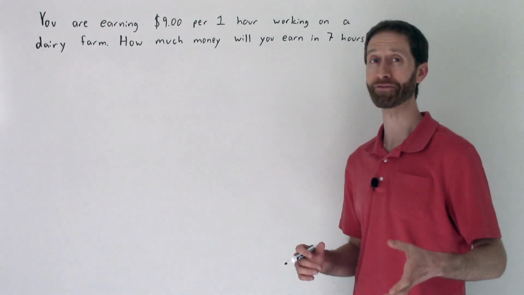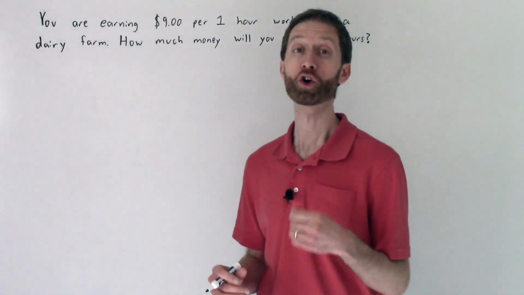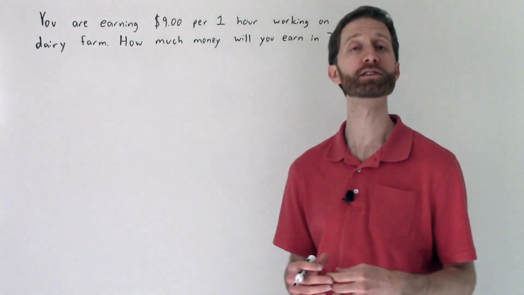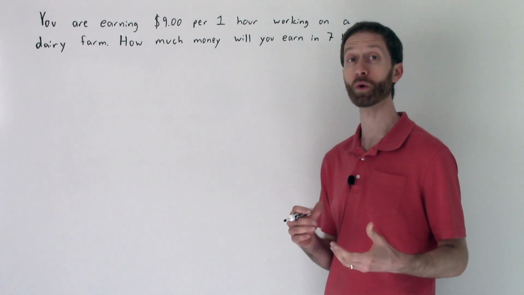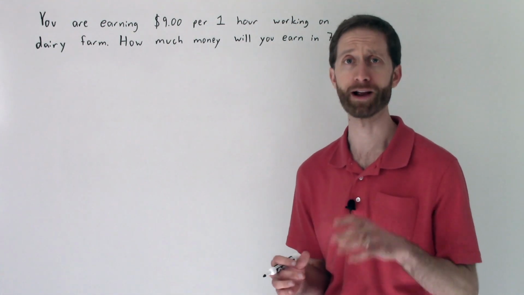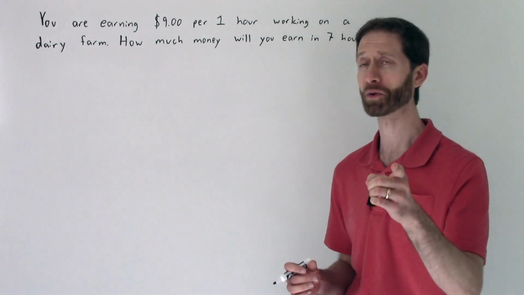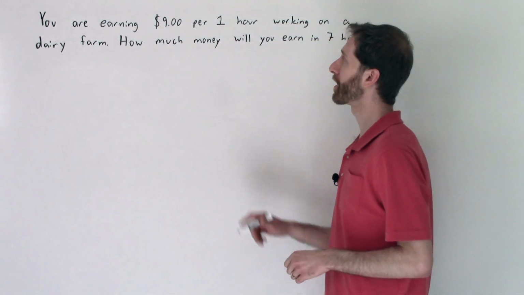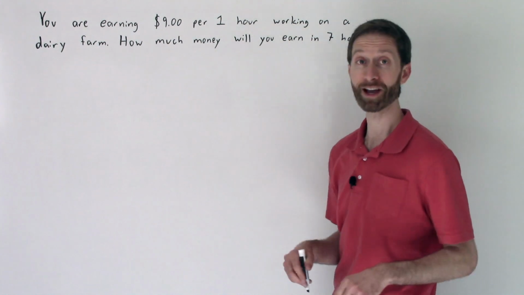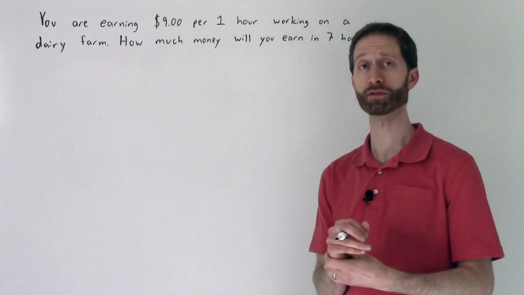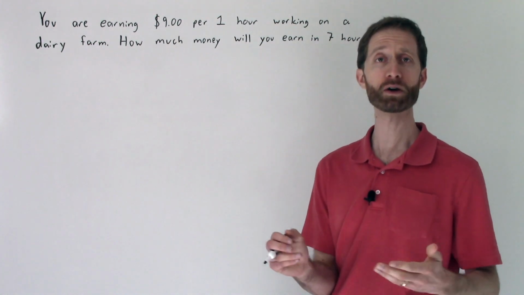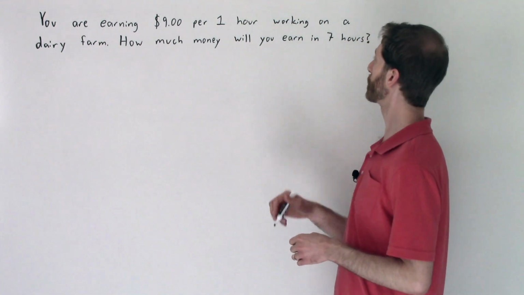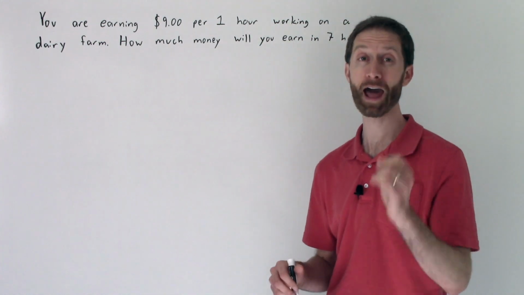And here we have a second type of unit rate word problem. Let's jump right into it. It'll be a quick one, and it's one of those kinds of problems where you might have another way of doing things mathematically to get to your answer, and that's just fine. You were earning $9 per 1 hour working on a dairy farm. So a dairy farm, for those of you that don't know, is a place where they have cows, and those cows give milk. How much money will you earn in 7 hours?